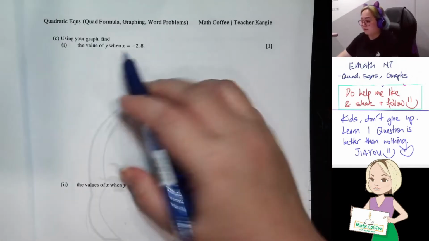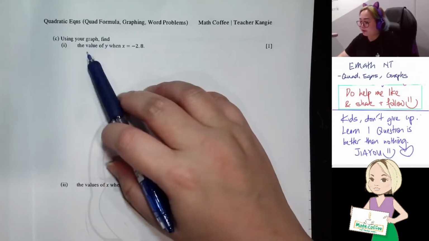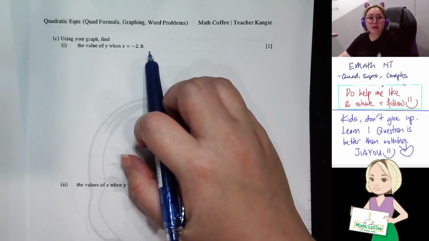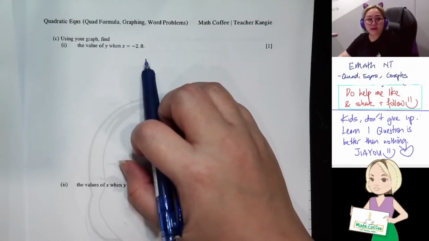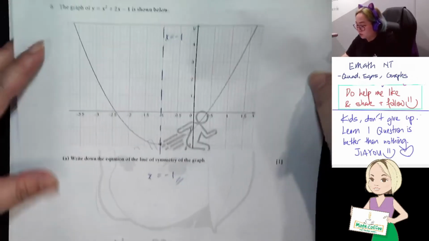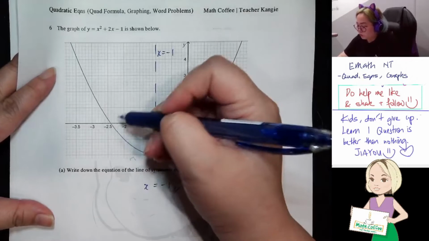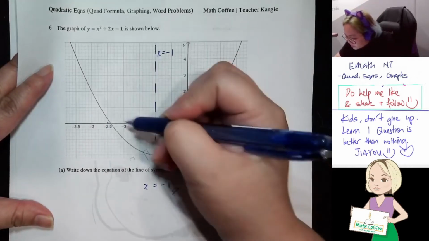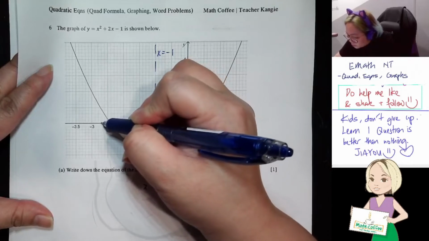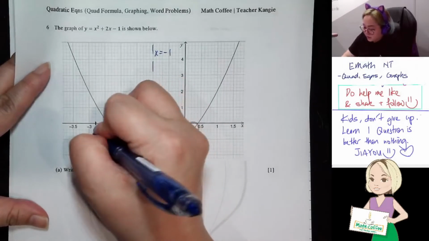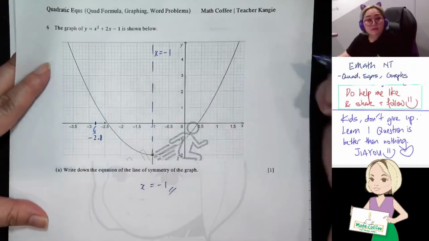Next, same graph question. Okay, they have other parts. They say use your graph. Find the value of y when x is equals to -2.8. This time round it asks you to find y when given x. So x is equals to -2.8. You will go to x equals to -2.8. This is -2.5, 2.6, 2.7, 2.8. So -2.8 will be here.